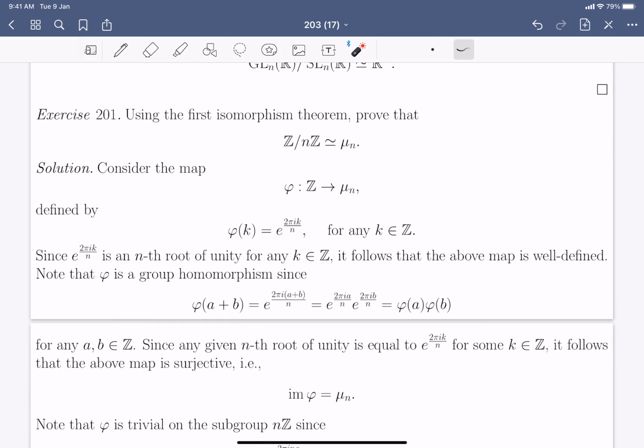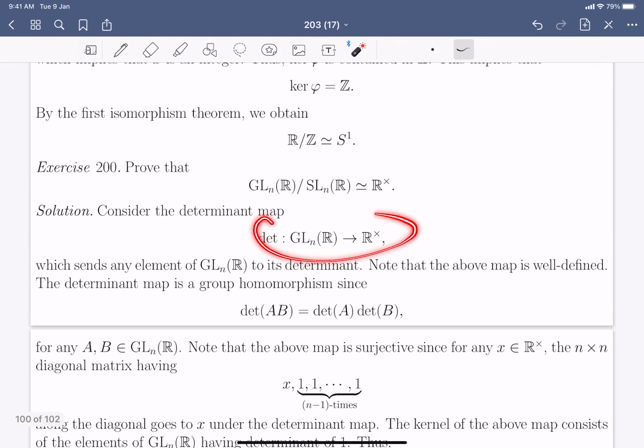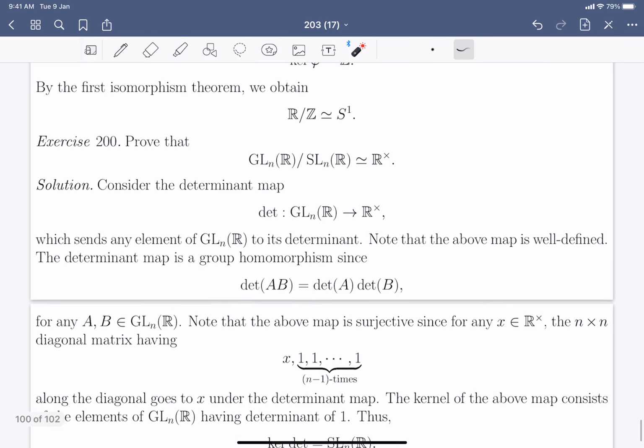e raised to 2 pi i k over n is an nth root of unity, that is, this raised to n is equal to 1. So this is an element of mu_n, and this map phi is well defined. I think I already mentioned that the determinant map is well defined, because if you take an element from GL_n(R), its determinant is non-zero, so it's an element of R cross. So the map we have been considering earlier is well defined.